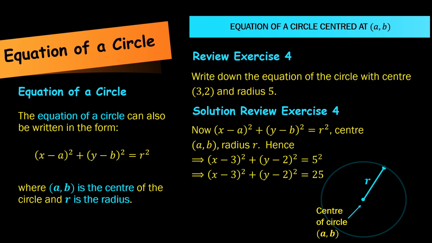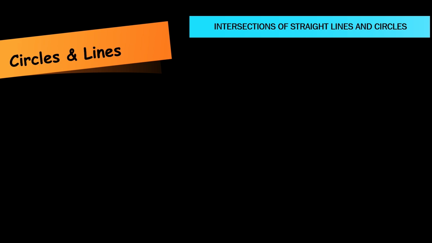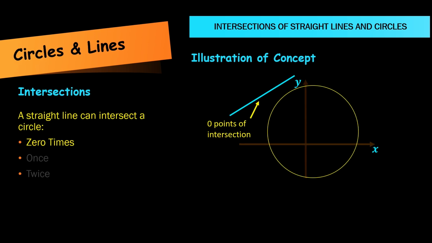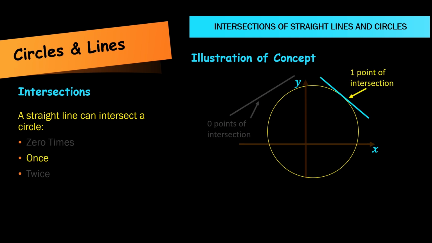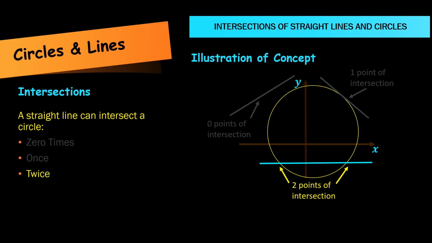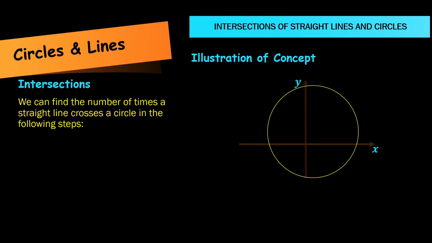We're now going to look at some theory before moving on to the next exercise. A straight line can intersect the circle 0 times, as shown in the illustration, or once, or twice, as shown. We can find the number of times a straight line crosses a circle in the following steps.